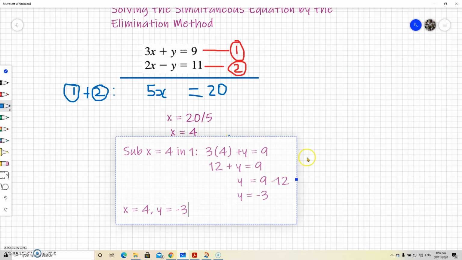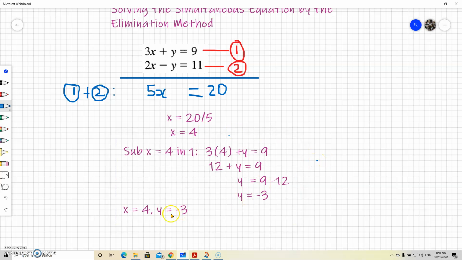Now this x equal to 4, y equal to negative 3 satisfies either equation 1 or equation 2. So the values that satisfy this pair of equations are x equal to 4 and y equal to minus 3. Alright, so this is what happens when you have the signs alternating and you have the same coefficient.